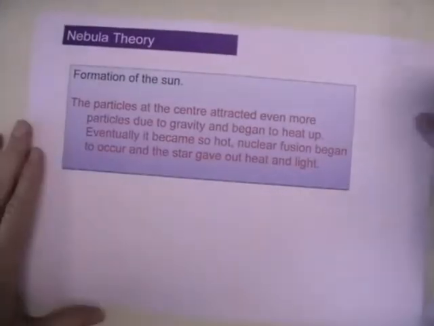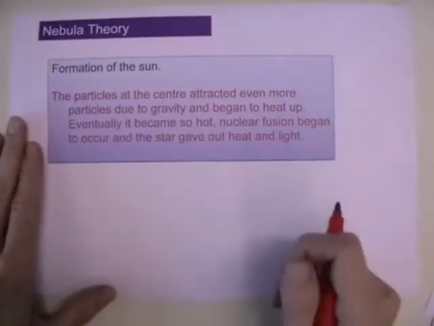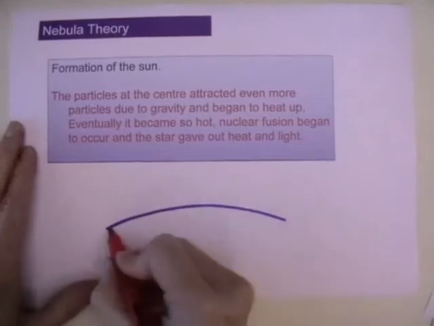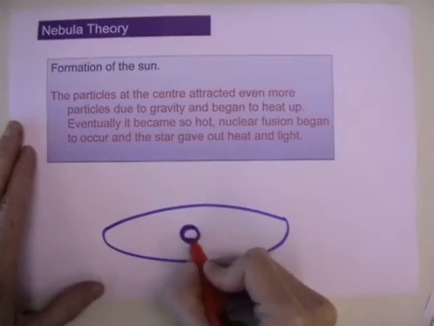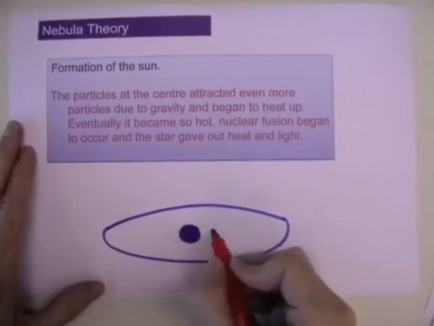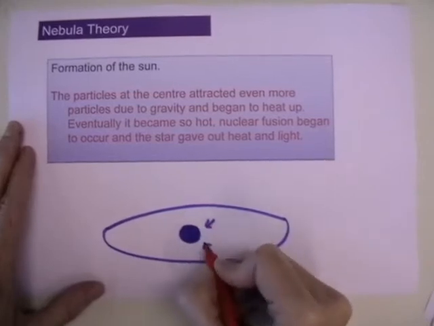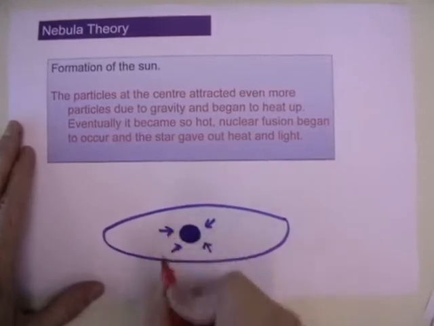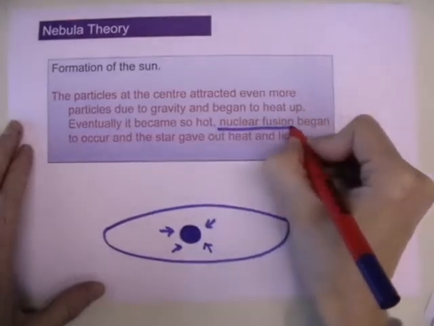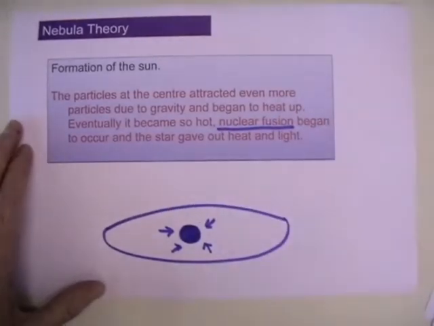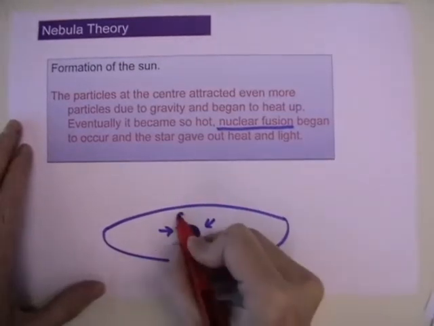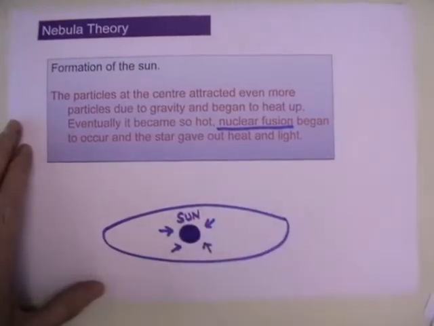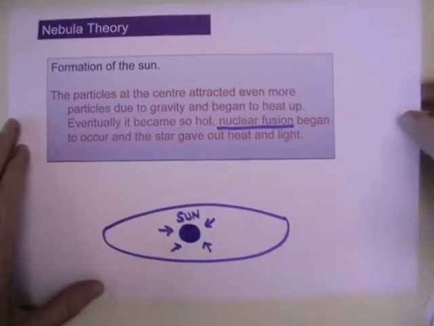Eventually, particles in the centre of that nebula started to join together. And eventually this part became so hot, once it became big, gravity pulled more parts in, and this part became so hot, eventually nuclear fusion began to occur. And once that happened, it became a star, and this is how our sun was formed and other stars are formed, and that started to give out heat and light.